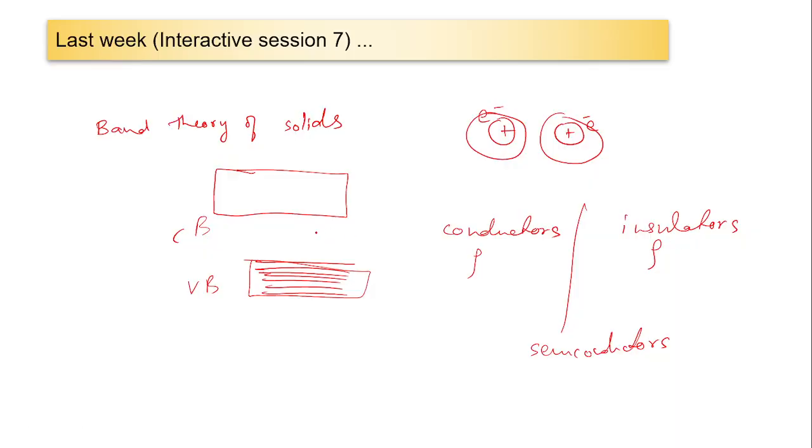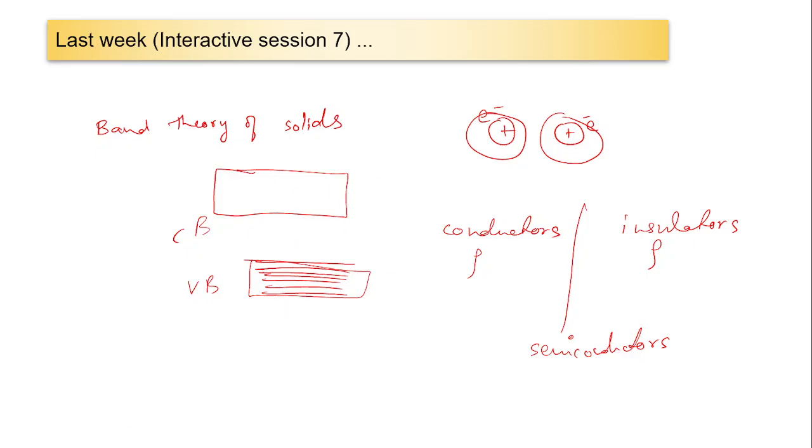Whereas for an insulator, the energy gap or forbidden gap between the conduction band and valence band is huge. That's why we need to apply a large electric field or a lot of energy to make the electron go from the valence band to the conduction band and conduct. That's why the resistivity is high. And semiconductors have a small gap, so it's comparatively easier to make the electron go from the valence band to the conduction band. That's why resistivity is intermediate.